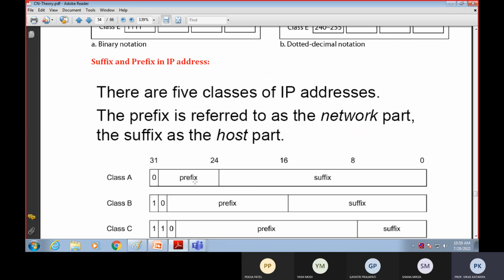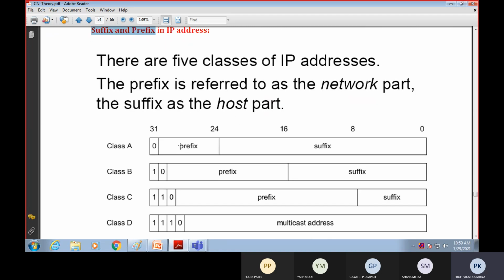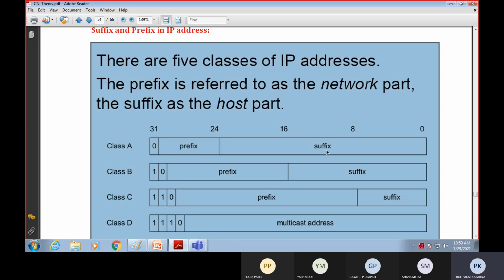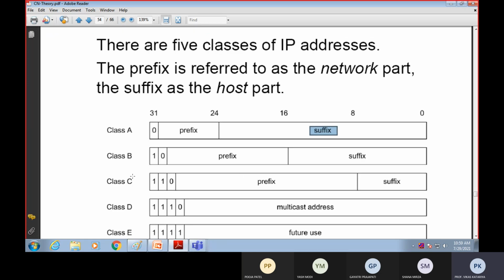Then we have discussed suffix and prefix in IP addresses. We have understood that suffix bits tell us about the total number of hosts, and prefix bits tell us about the total number of networks. So the prefix gives the total number of network IDs, and the suffix gives the total number of hosts in a particular network. Each and every class can have a different number of bits in prefix and suffix.